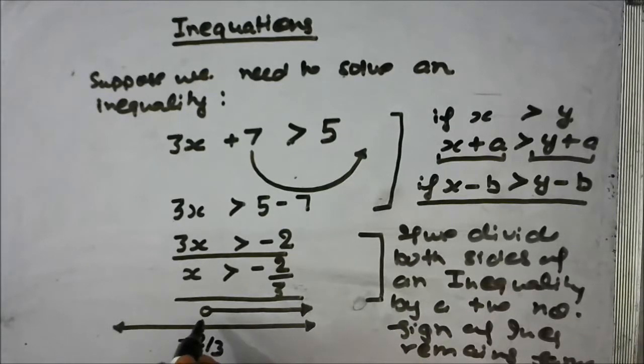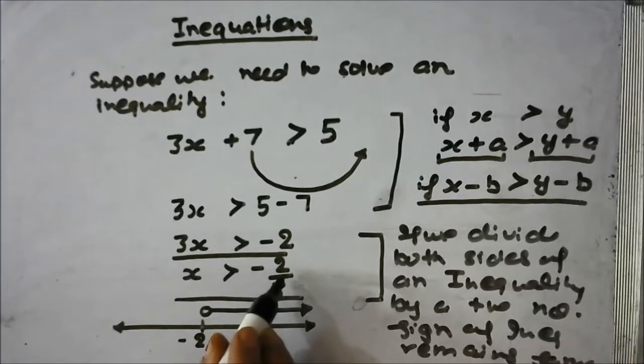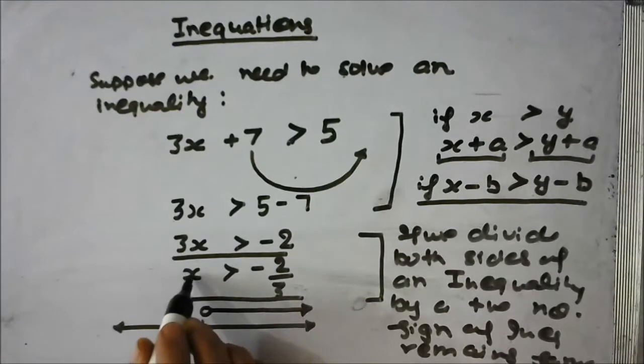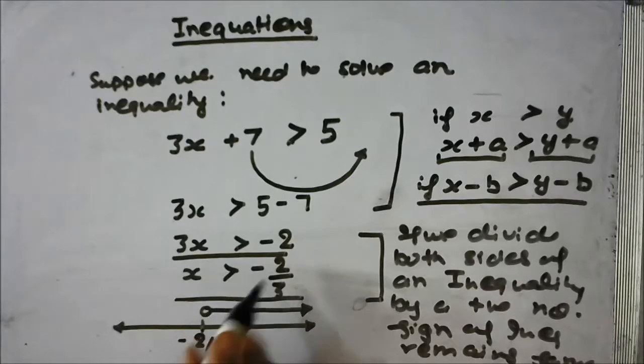Now students of 11th class may already know the reason why I have made this open circle at the point x is equal to minus 2 by 3. This is because the point x is equal to minus 2 by 3 is not included in my solution. My solution says that x must only be greater than minus 2 by 3. Hence, I have kept an open circle to represent the point minus 2 by 3 not included in the solution.